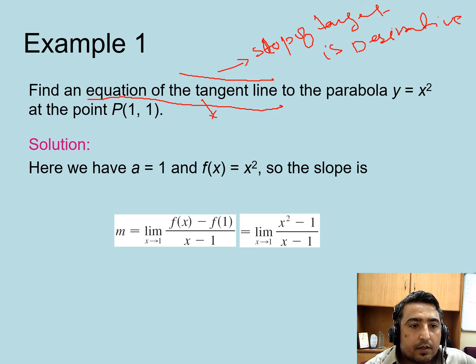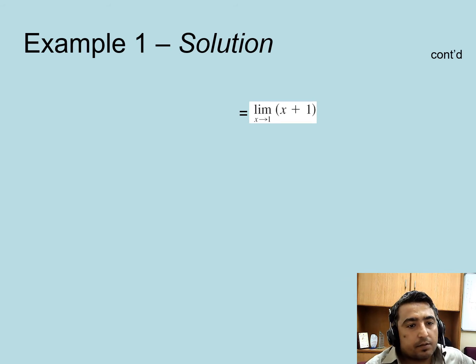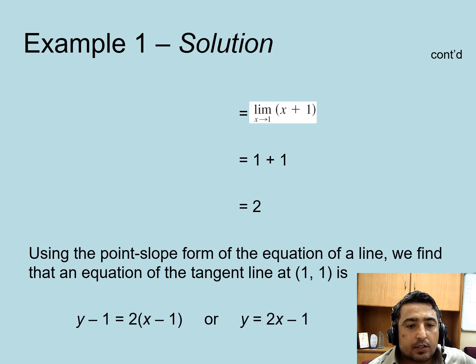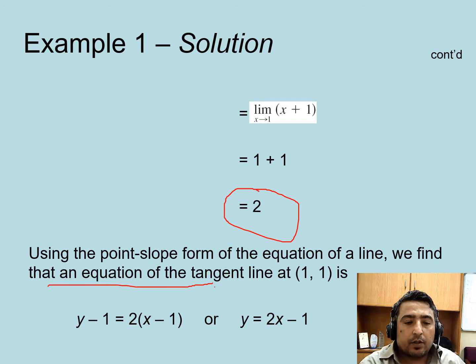So this is point 1, 1. The slope m of the tangent is equal to this one, and simplification will give us the result, which is 2. 1 plus 1, 2. I hope you can understand these steps. And using this slope and the given point 1, 1, and adopting the point-slope form of the equation of a straight line, we can have the equation of the tangent. Okay, and this is the equation of the tangent. So this was the example.